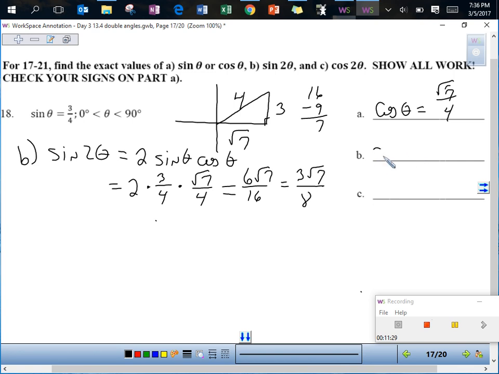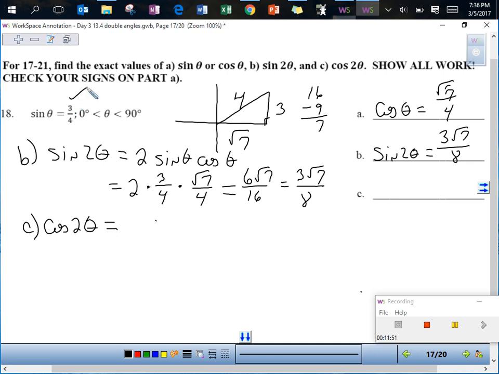So let me come over here and write my answer. Sine of 2 theta is going to be 3 radical 7 all over 8. That's all there is to it. Here's part C. Cosine of 2 theta. You pick which formula you want.